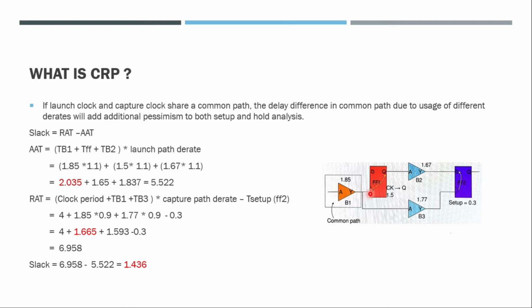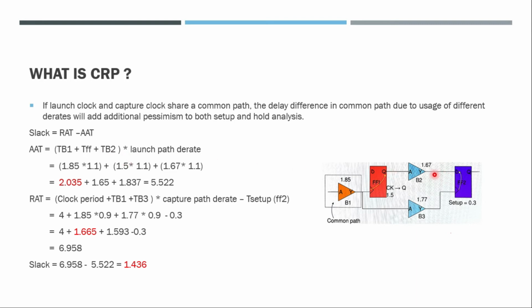So let's understand how it is impacting. We know that slack is basically the required arrival time minus the actual arrival time, right? So how do we calculate the actual arrival time? The actual arrival time is basically how the data propagates here. The total delay in this path is the delay of the cell B1, and the delay from clock to Q, which is the delay of flip-flop 1, plus the delay of this B2. So TB1 plus TFF plus TB2.